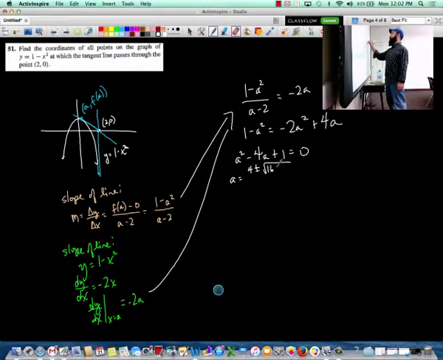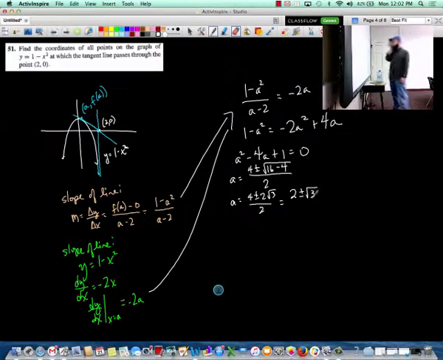Negative b plus or minus the square root of b squared minus 4ac, all over 2a. So when I simplify that, that would be 4 plus or minus the square root of 12, which is 4 plus or minus 2 root 3, all over 2. So that's 2 plus or minus the square root of 3. Now, this is one of the coordinates of all the points on the graph, and I've gotten this a. There are two different a's here, 2 plus the square root of 3 and 2 minus the square root of 3. And those are the x coordinates of those points. So all I would need to do now is take those two things and plug them into the function to get the y values that correspond.